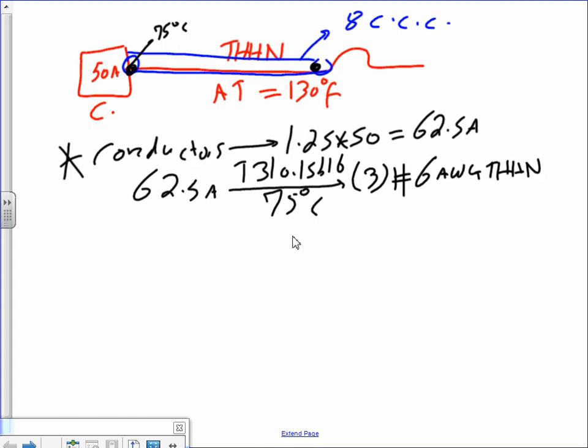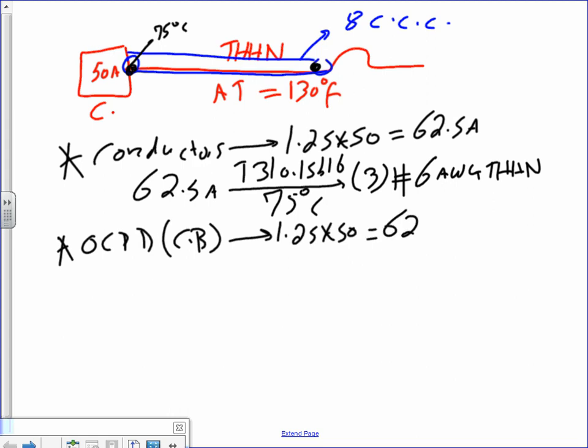Done. Let's size the overcurrent protection device as long as we're on it. The overcurrent protection device, which is basically the circuit breaker. Guys, the same calculation. You take 1.25 times 50, which gives you 62.5 amps. You take the 62.5 amps. Jerry, where do you take it?